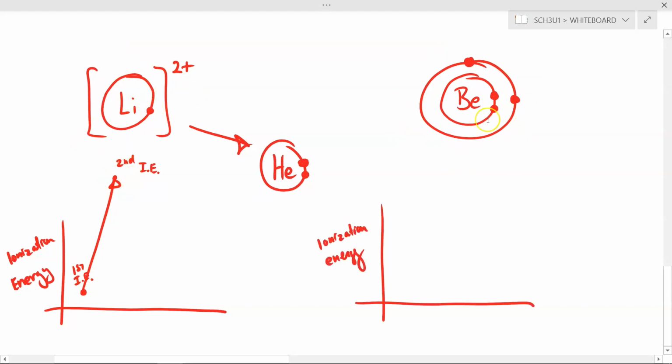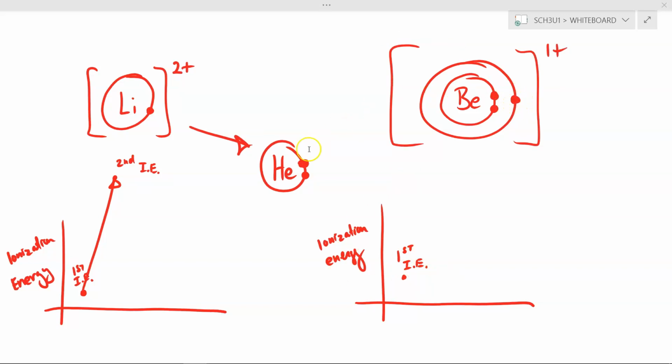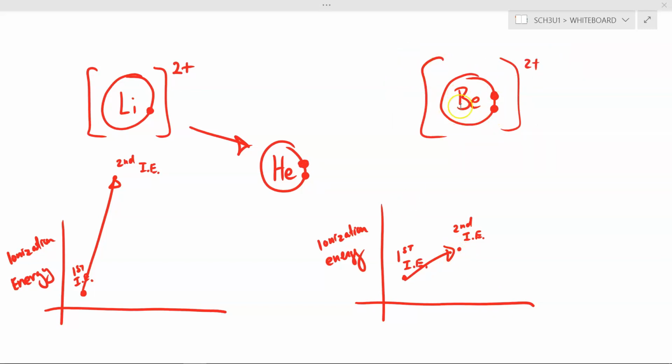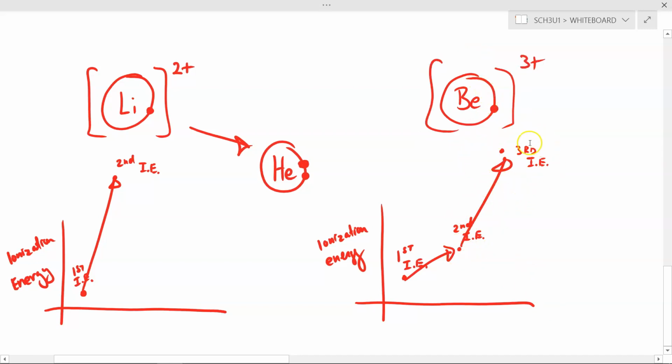Now let's take a look at beryllium. Removing one electron will cost you a certain amount of energy. That would be your first IE. But now beryllium is only one electron away from being stable like helium. So again, it won't take much convincing to remove that second electron from beryllium. So the jump from the first ionization energy to the second ionization energy won't be that big of a gap. Now with this stable beryllium cation, trying to remove a third electron is going to cost quite a bit of energy because again, you're making it less stable. So just like in this example, there's going to be a huge jump in ionization energy from the second to the third because removing that third electron really destabilizes it.